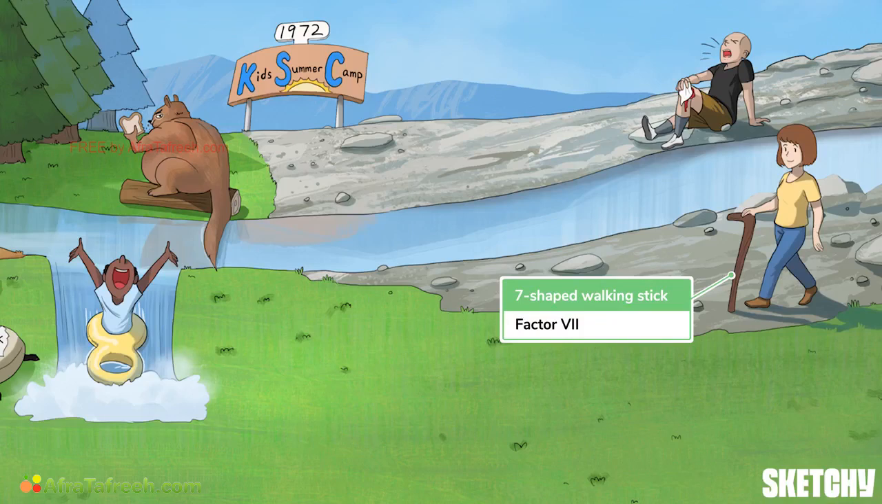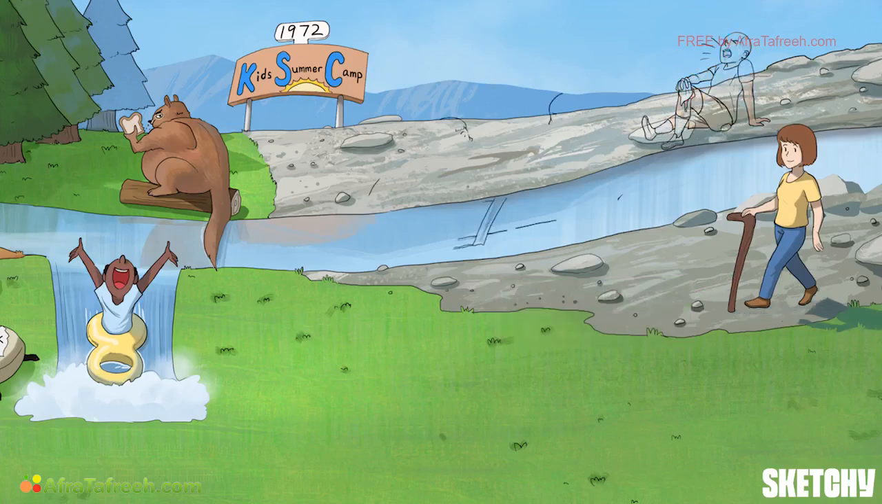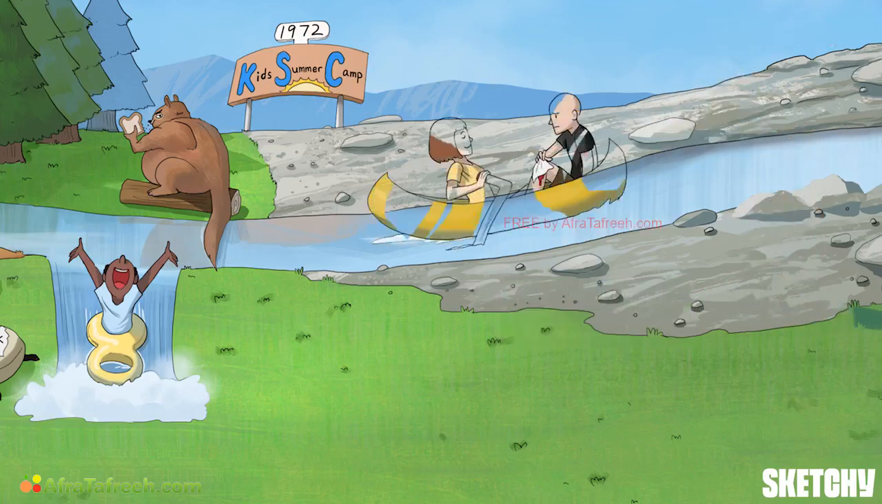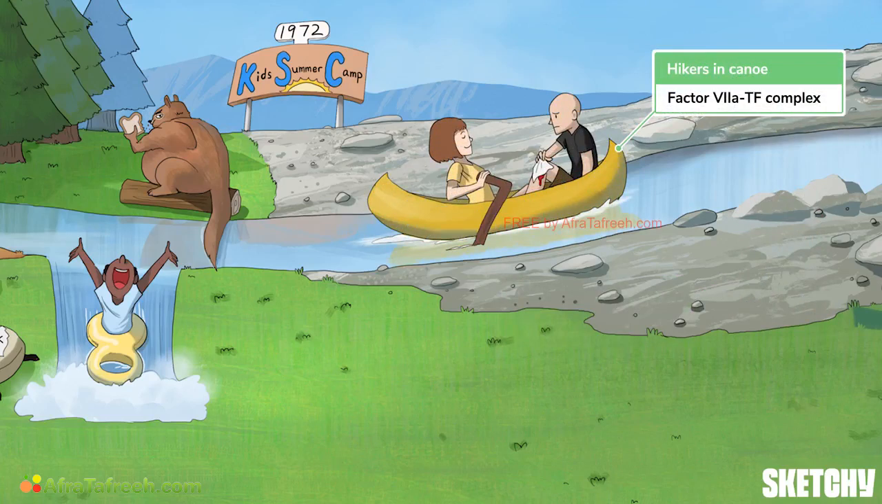The extrinsic pathway also begins with factor 7, which circulates in the blood and has the shortest half-life. We've given this hiker a stylish 7-shaped walking stick as a symbol. Factor 7 binds to tissue factor, producing the active 7-ATF complex. This active complex, represented by our 2 hikers sharing this canoe, can also catalyze the activation of factor 10 to 10A during the first step of the final common pathway, which we'll turn to now.